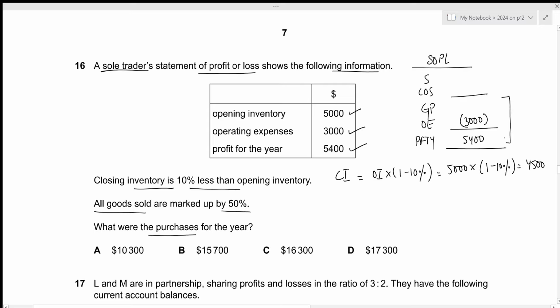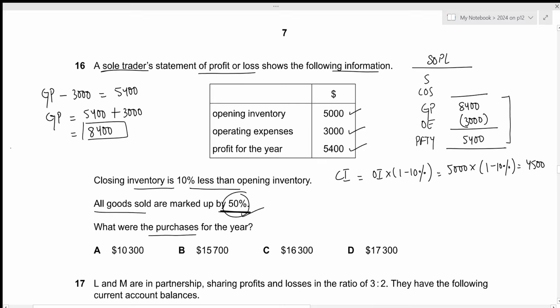Now we create an equation. Remember, gross profit minus 3000, which is the operating expenses, will give us the profit of 5400. So the gross profit in this case will just be 5400 plus 3000. This results in the value of 8400. Okay, then we have markup as well. Markup is just the profit applied to the cost. So in this case, we already have the profit.